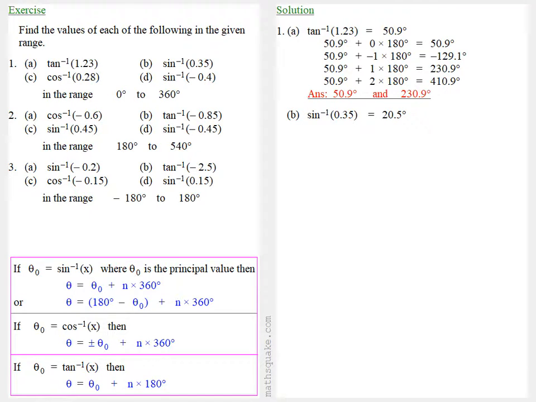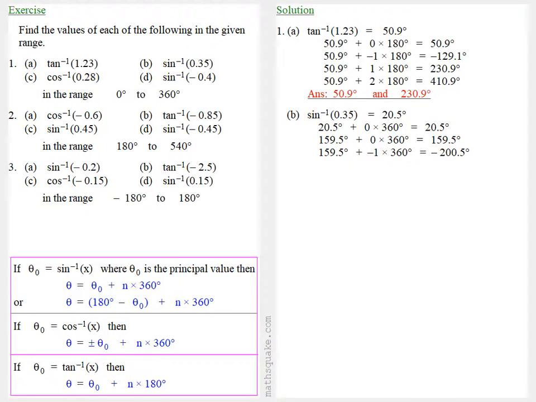In 1 part B, we're asked to find the inverse sine of 0.35. Well, if we find the principal value on the calculator, the inverse sine of 0.35 is 20.5 degrees. Now, the other important value will be 180 minus 20.5, which is 159.5 degrees. Now, that's also inside the range.